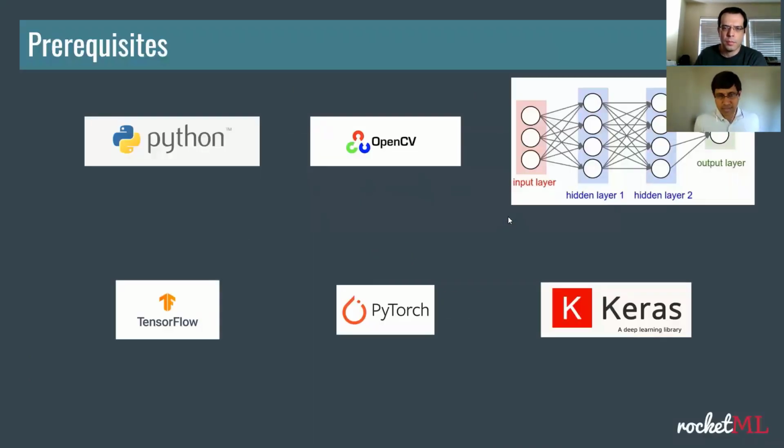The prerequisites for this tutorial are as follows. We expect attendees to know Python, OpenCV to understand the basics of computer vision and image processing, and basics of deep learning, especially convolutional neural networks, how they work, and what is a loss function, what is backprop, and different gradient descent methods. We expect the attendees to also know one of these three deep learning libraries, either TensorFlow or PyTorch or Keras.